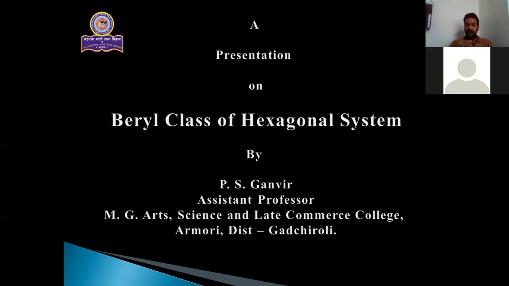classes. As we have already studied about the isometric system, tetragonal system, then we went for orthorhombic system. In that, we have observed that the symmetry was gradually decreasing because from isometric system to orthorhombic system, the axial pattern got more and more asymmetric. But there is a sudden increase in the symmetry of the hexagonal system because of the higher symmetry in the axial system because of the presence of four axes. So let us discuss about the hexagonal system.